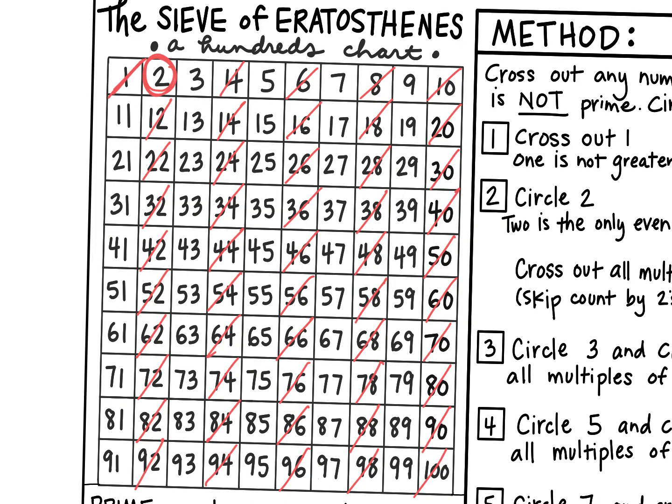Okay, step 3 says circle 3 and then cross out all of the multiples of 3. So 3 is my next prime number. And then I'm going to cross out all of the multiples of 3 because now all of the multiples of 3 can be divided by 1, itself, and also 3. So I'm just skip counting by 3s. 3, 6 is already out. 9, 12. Keep going.